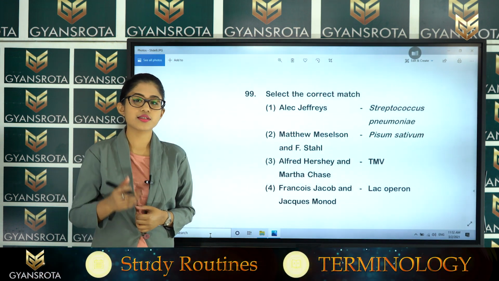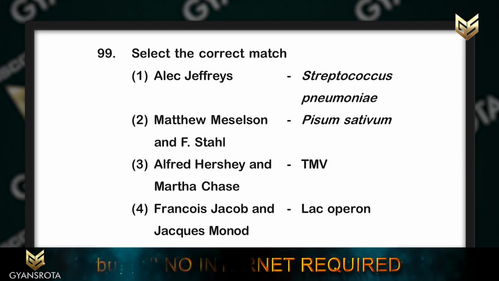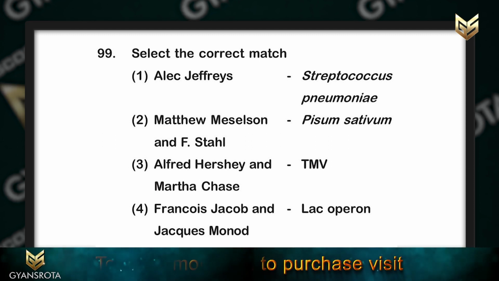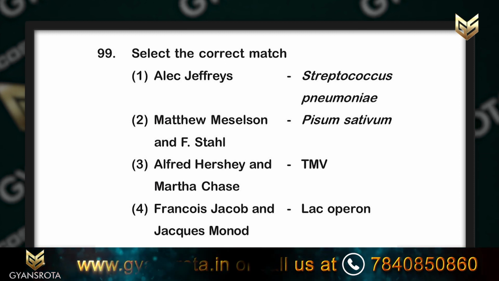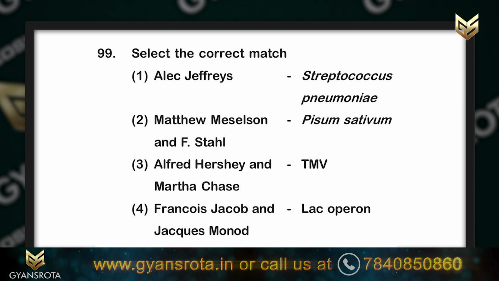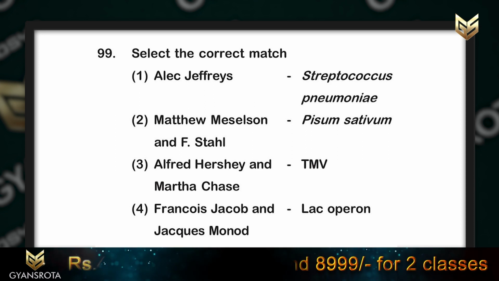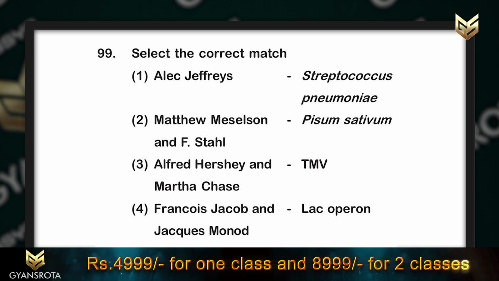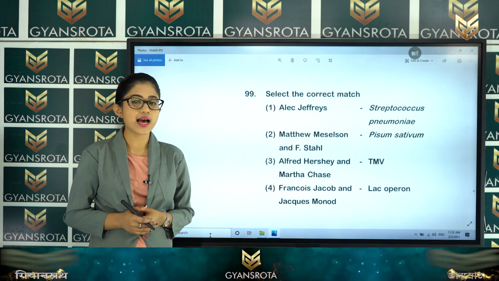Now in the next question, as you can see here, question number 99, select the correct match. First one, it says that Alec Jeffreys discovered Streptococcus pneumoniae. Option number 2 is Matthew Meselson and F. Stahl discovered Pisum sativum. Alfred Hershey and Martha Chase discovered TMV, that means the tobacco mosaic virus. And the last option is Francois Jacob and Jacques Monod, they discovered the lac operon. So this is from the chapter Molecular Basis of Inheritance.